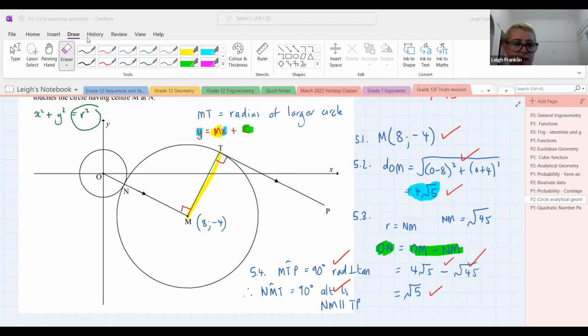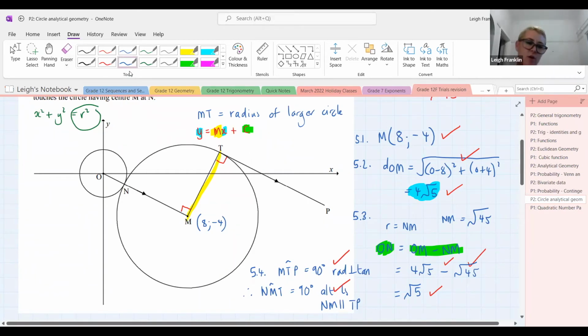Okay. Can't we calculate the gradient of OM? Sure we can. And then what are we going to do with that? Once we've got the gradient of OM, what can we do with it? You're getting very close now. All right, that was a very nice suggestion there. Can we work out the gradient of OM? Yes, we can. How do we use it though?